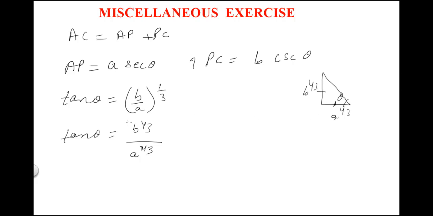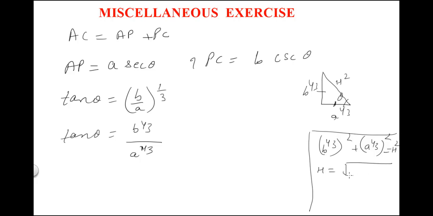Correct. So we can find out the hypotenuse, just solving it for you here. So b to the power 1 by 3 whole square plus a to the power 1 by 3 whole square will be equal to this hypotenuse square. Correct. So what is hypotenuse equal to now? Square root of b to the power 2 by 3 plus a to the power 2 by 3. I have multiplied this 2, the square, with 1 by 3. Correct. So this is the hypotenuse.